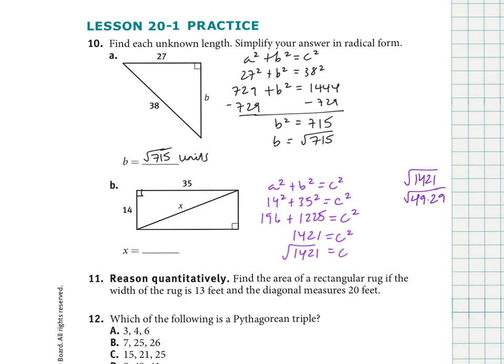So now looking at this, right, the square root of 49 is 7, and we can't take the square root of 29. So we know our answer is going to be 7 root 29, or 7 times the square root of 29. And we know we're going to label that as units because we're looking at length. Woohoo! So we were able to try these 2 problems looking at how to use the Pythagorean theorem to solve for different missing unknown lengths.